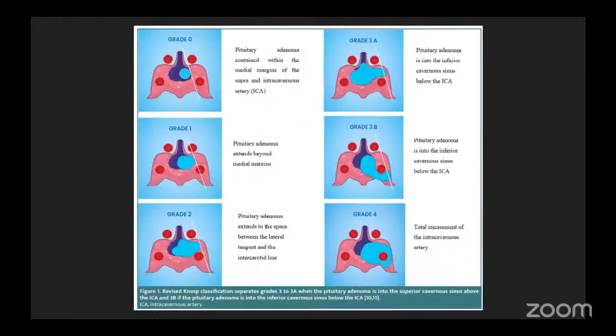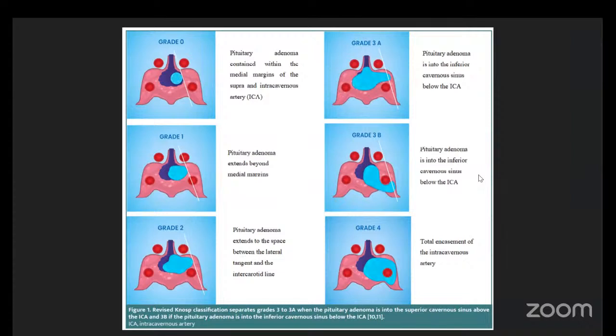We see this picture here. Just give me a minute. Okay, if you see the periphery here of the pituitary gland, you see that any extension in the lateral regions is going to involve the cavernous sinus, right?